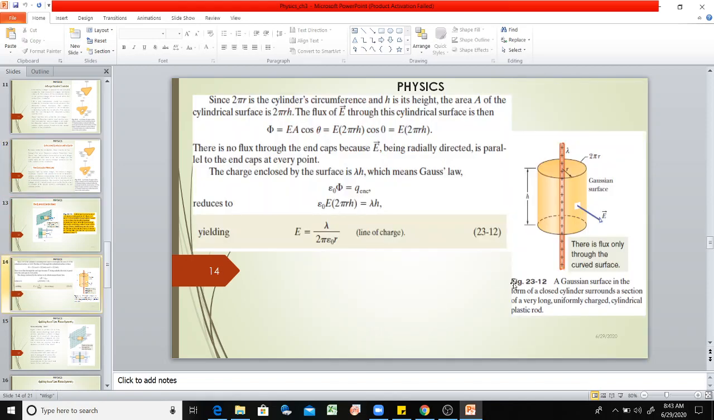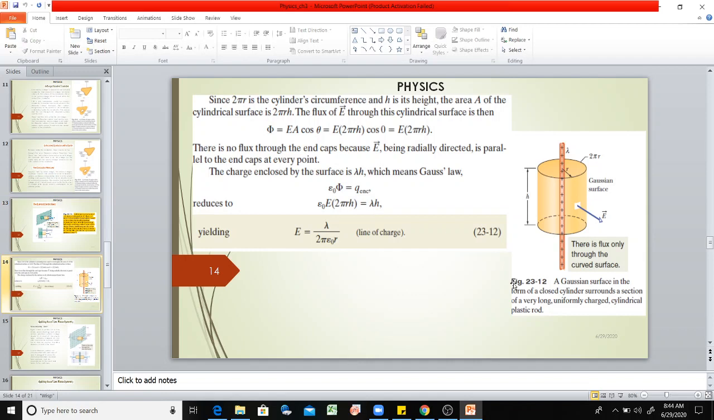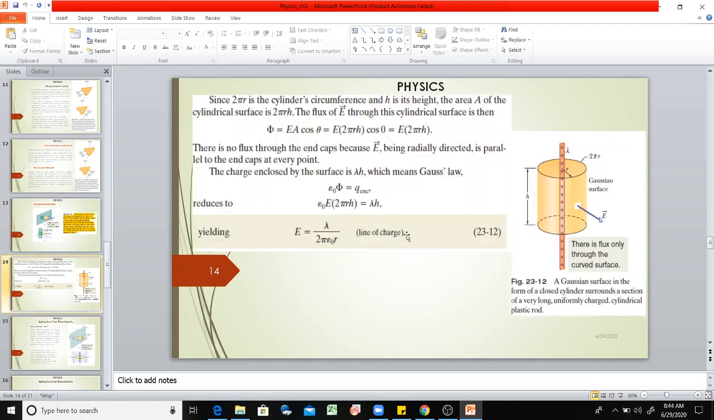Another very important example is the electric field of a line of charge. This is an imaginary surface, a cylinder-like surface. For a line of charge, you can calculate the electric flux through this surface. Phi is equal to E cos theta times the area, 2 pi r h, because the flux goes through the curved surface. So it will be E into 2 pi r h cos of 0.